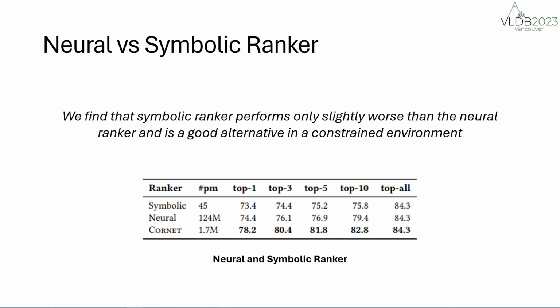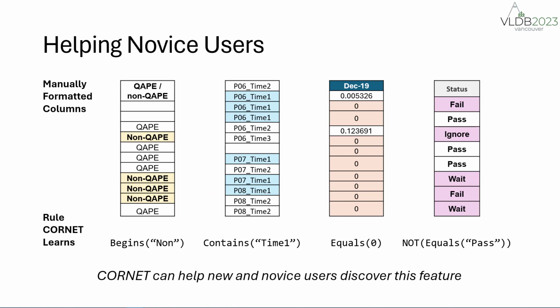We also want to highlight that Cornet is aimed to help both novice and experienced users. As highlighted earlier, conditional formatting has poor discoverability, and Cornet can help new users to learn about this feature. The slide shows some examples of columns found in public spreadsheets where the users have manually formatted the sheet, but a simple rule could have been learned by Cornet. The slide shows the column along with the rule that Cornet could have learned. We find that 80% of these cases could have been solved by Cornet.